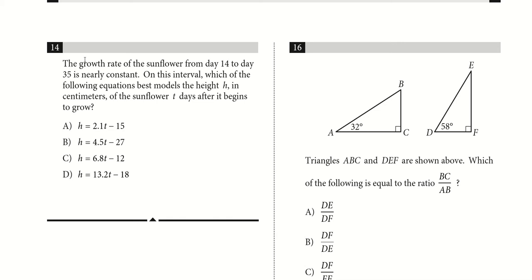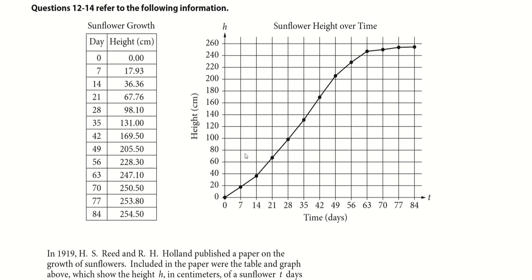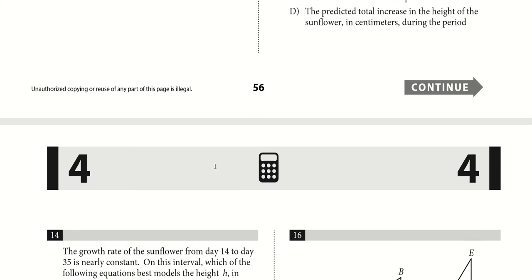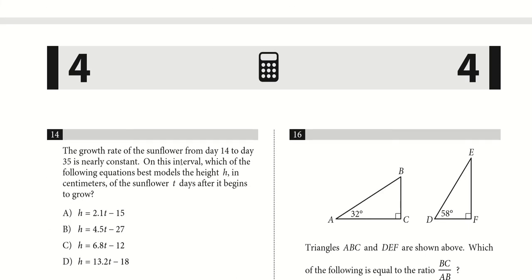On this last question about the sunflowers, we're being asked about the interval from day 14 to day 35, and we're told that it's nearly constant. So day 14 right here to day 35, so this section right here. And we're told that on this interval, which of the following equations best models the height, h in centimeters, of the sunflower t days after it begins to grow?